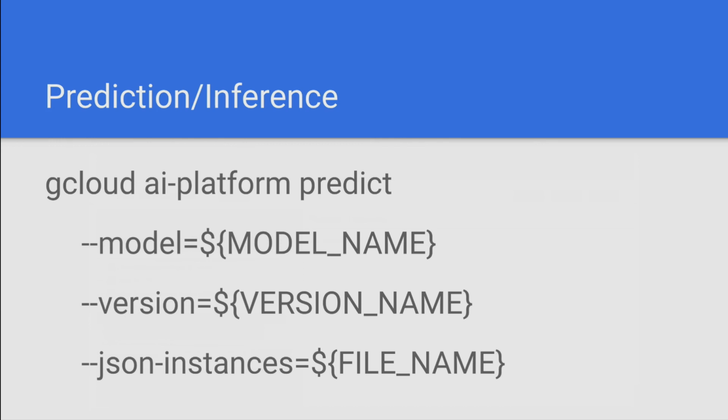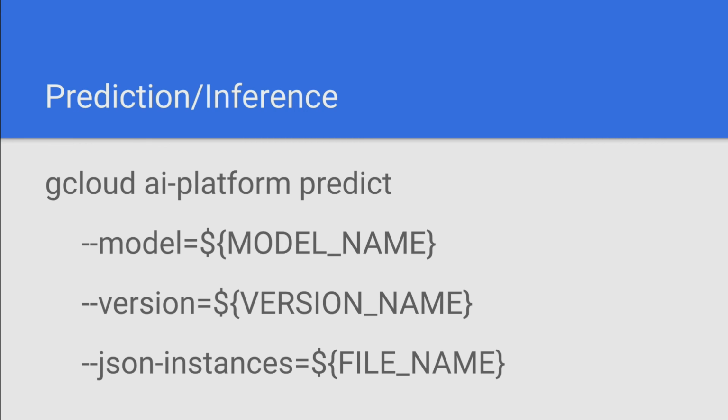Now recall that you can train your models. You can also perform model inference. So if you've pushed your model to the cloud and you've dropped it on AI platform, you're able to do gcloud ai-platform predict. So you need to specify your model name and your version name.